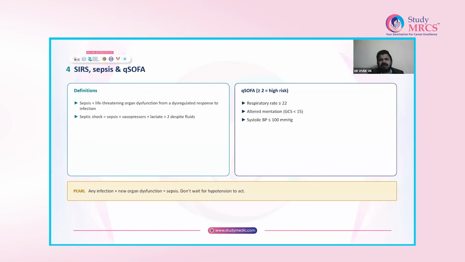3 parameters are considered, that is the respiratory rate, the mental status, and the systolic blood pressure. If the respiratory rate is more than or equal to 22, you can give 1 point. If the Glasgow Coma scale is less than 15, you can give 1 point. And if the systolic blood pressure is less than or equal to 100, you can also give 1 point.